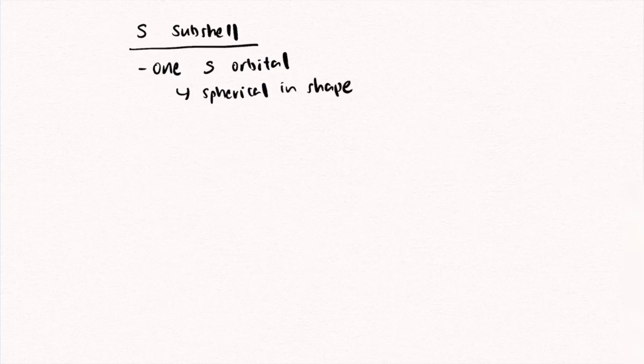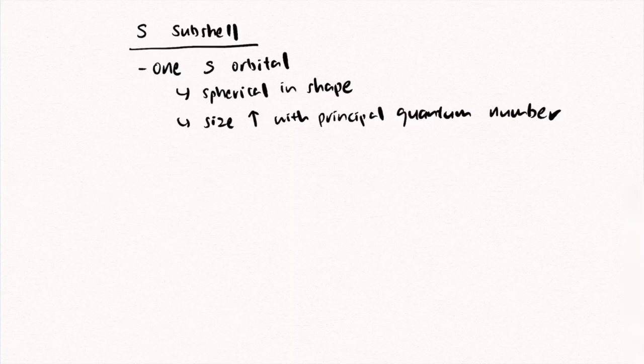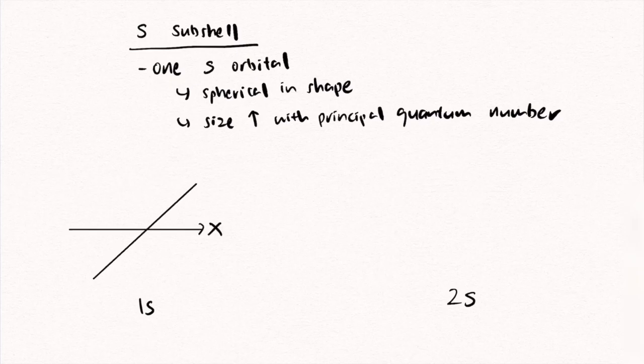In each S subshell, we can find 1 s orbital. The s orbital is spherical in shape, and the size of the s orbital increases with principal quantum number. Now, let me draw out the 1s and 2s orbitals. Do note that it is stated in the syllabus that you should know how to draw the s and p orbitals. To draw the orbitals, I will first have to draw the x, y, and z axis. These 3 axes represent the orbitals in 3D.